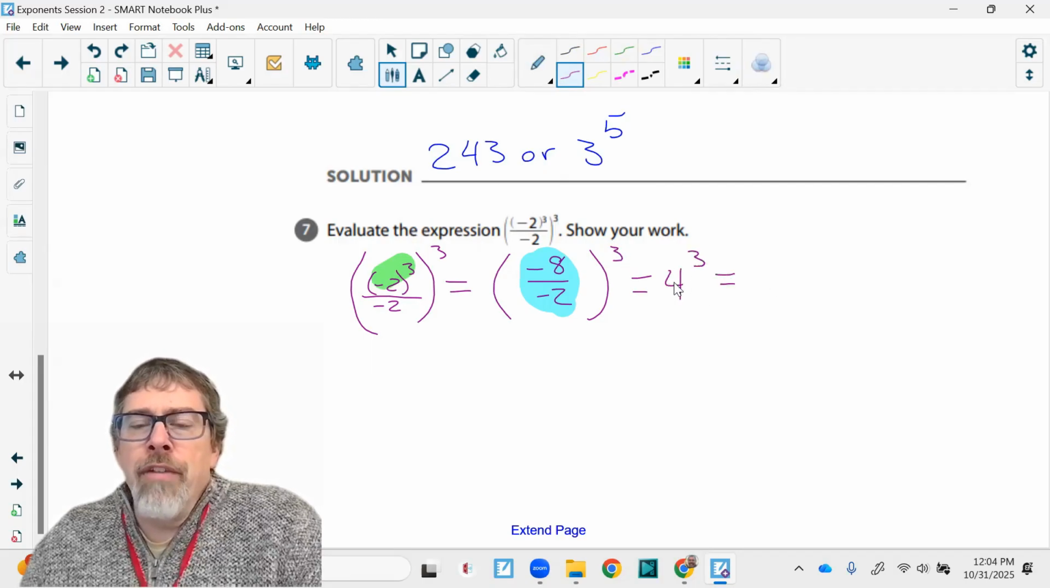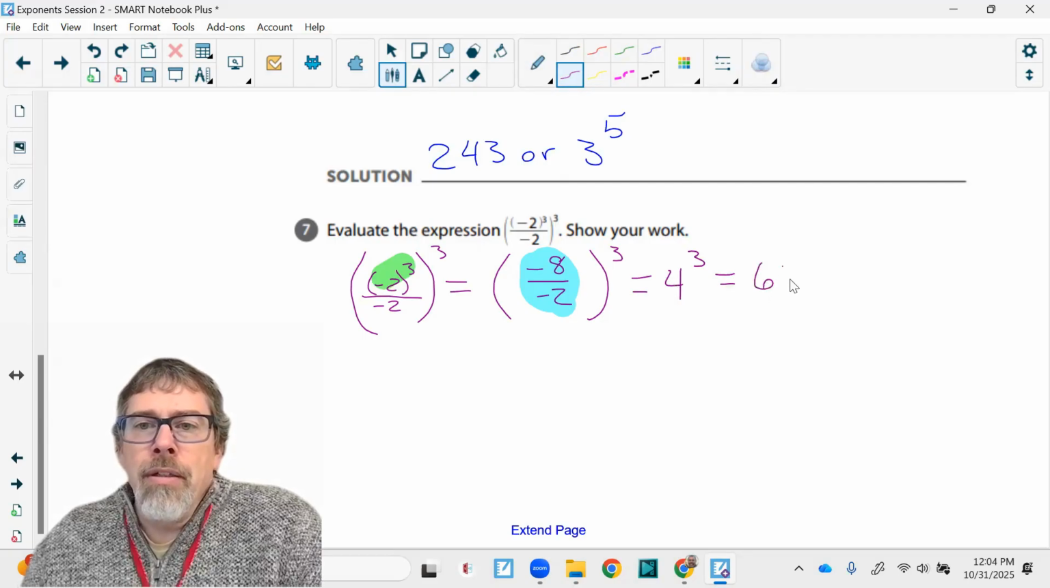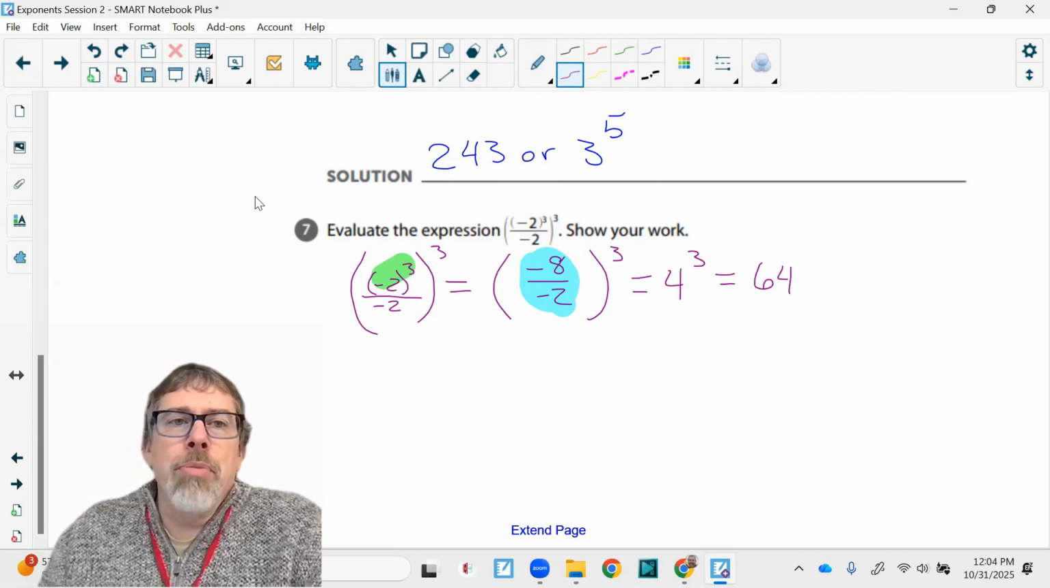And now we can say 4 times 4 is 16. 16 times 4 is 64. Okay, so that's the answer to this problem.